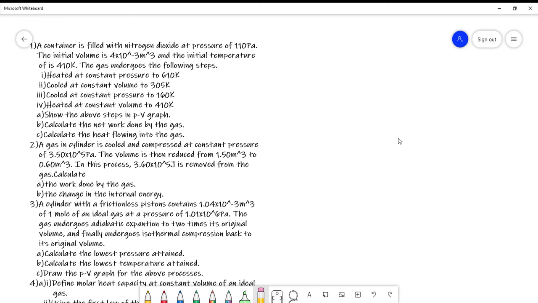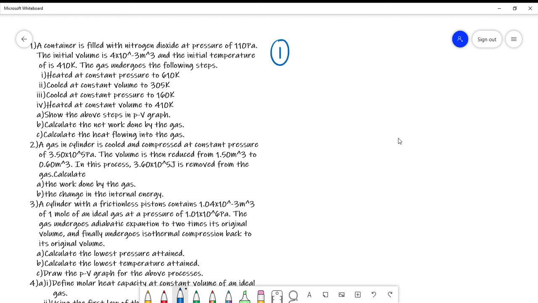Okay, so let's continue for our revision chapter of thermodynamics of gases. So let's just start with question number 1. So this is question number 1.